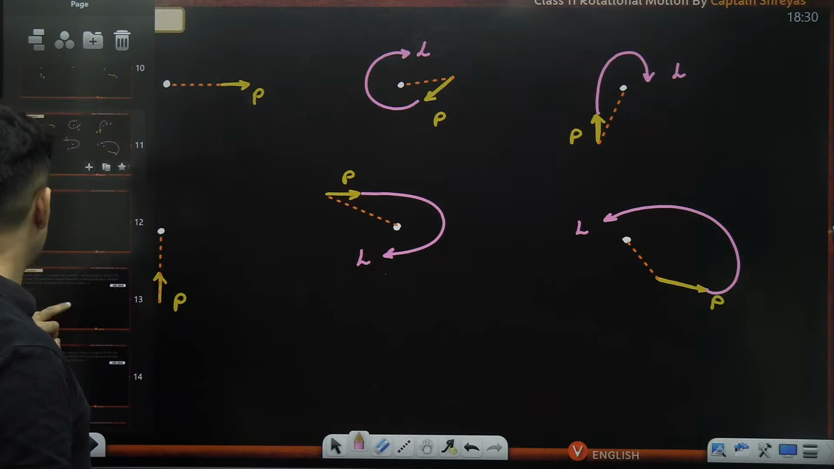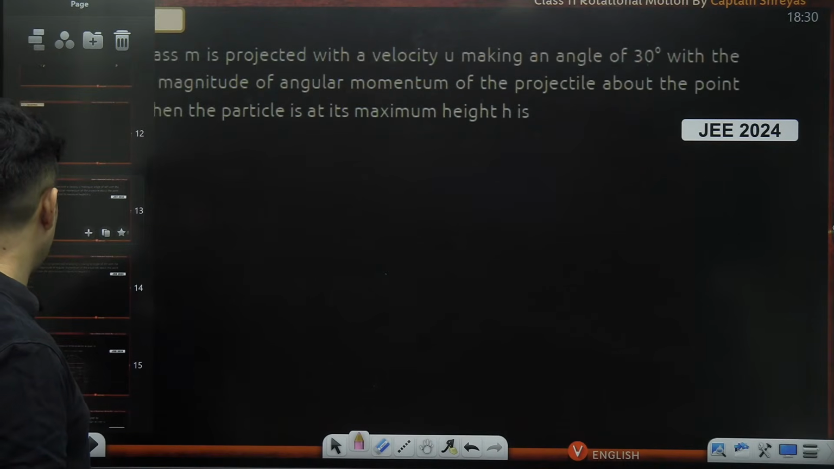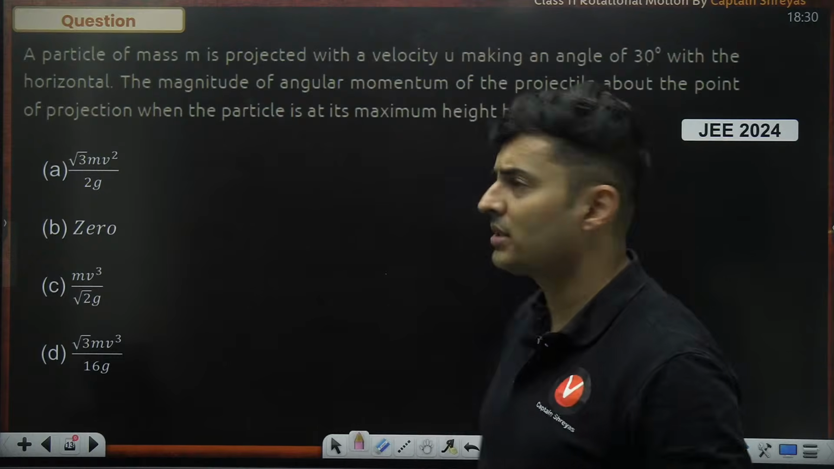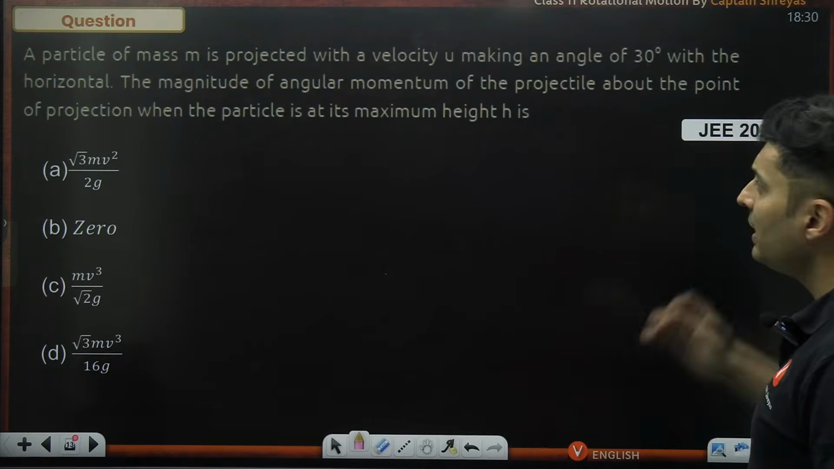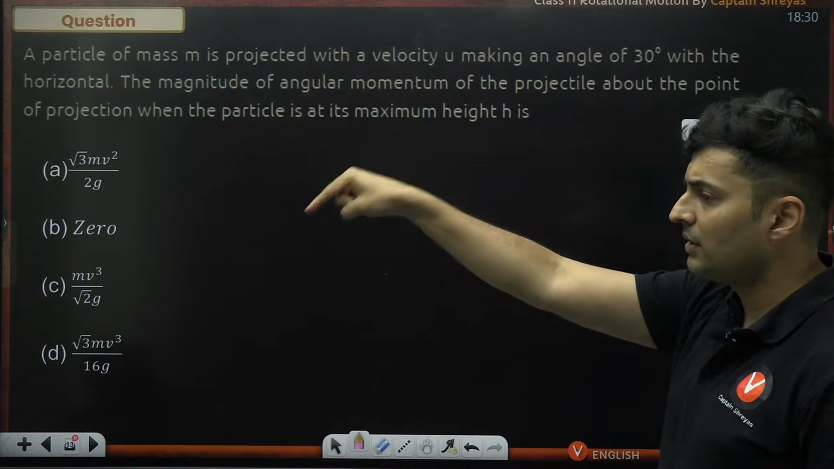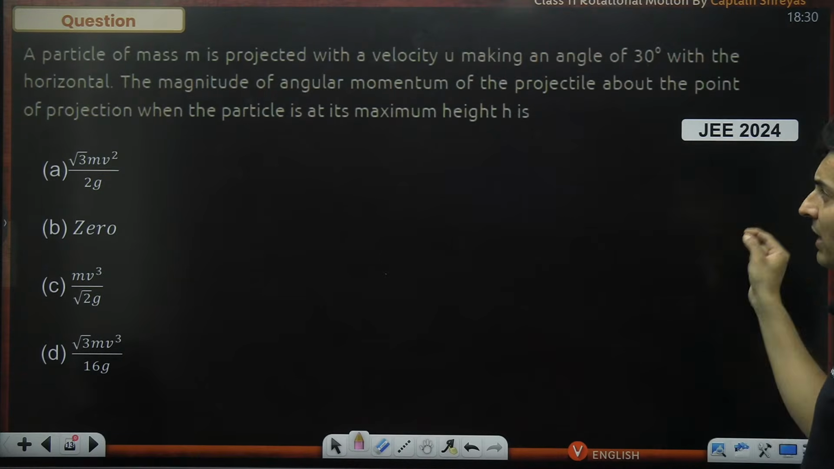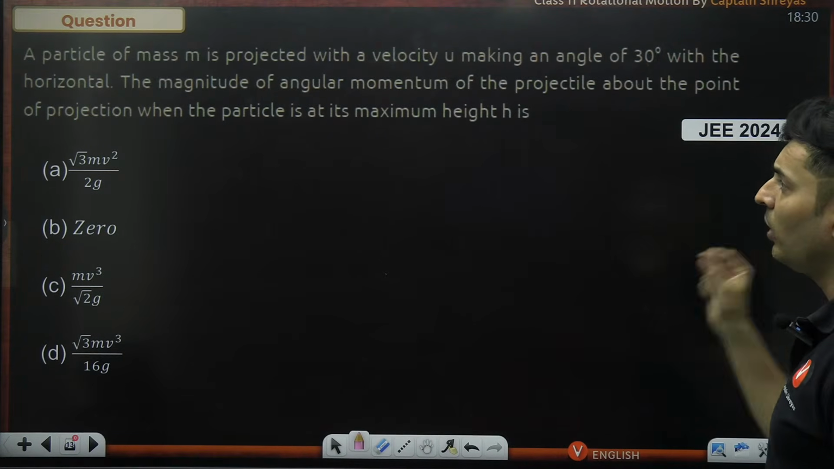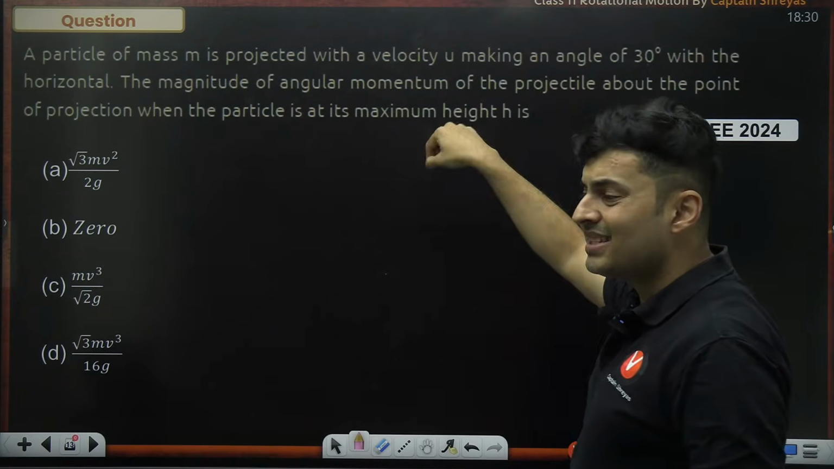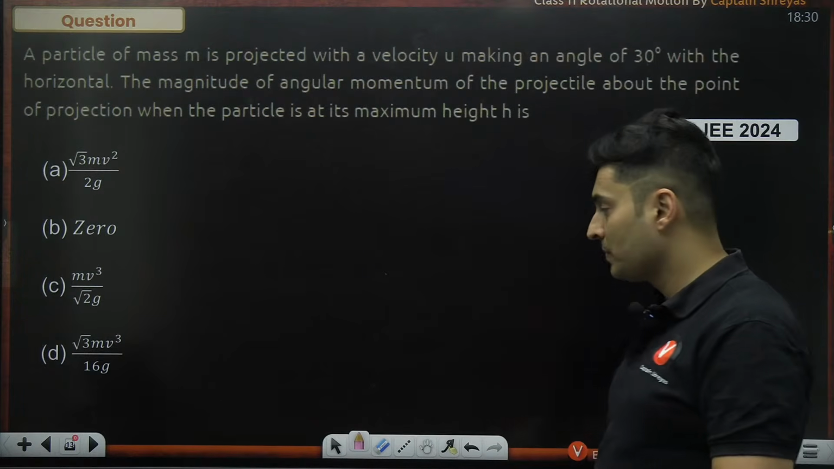Okay. Let's do the next question coming up on your screen. And here it is. A particle of certain mass is projected with some velocity, making an angle of 30 degrees with the horizontal. The magnitude of the angular momentum of the projectile about the point of projection when the particle is at the maximum height is how much?